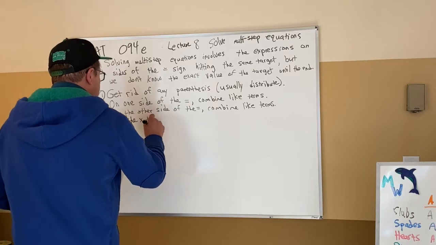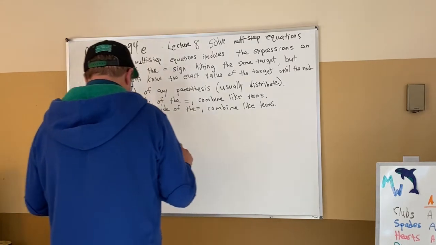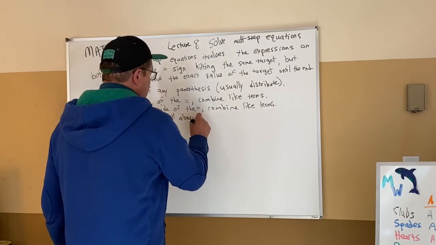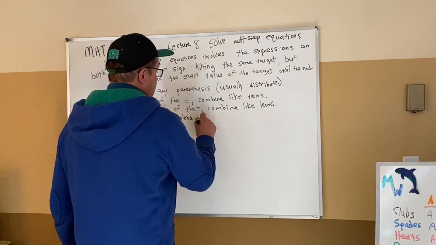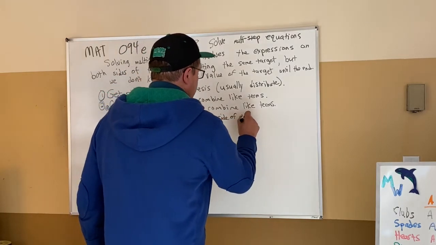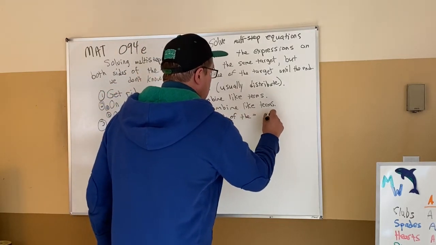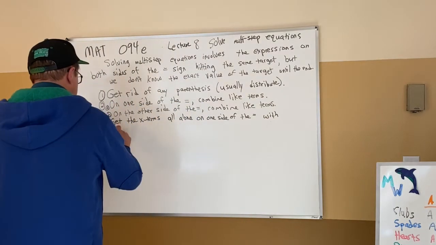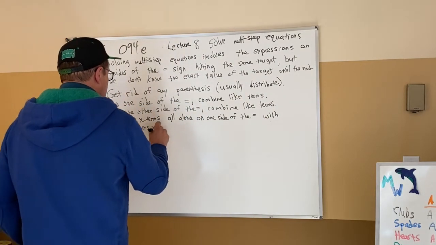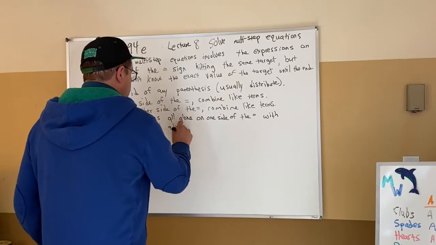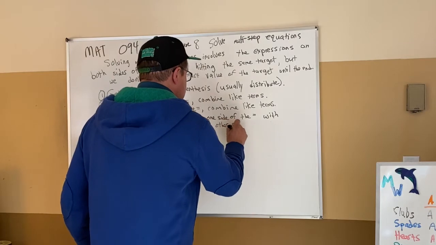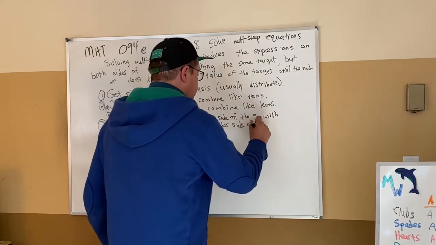Get the x terms all alone on one side of the equal sign with the number terms all alone on the other side of the equal sign.